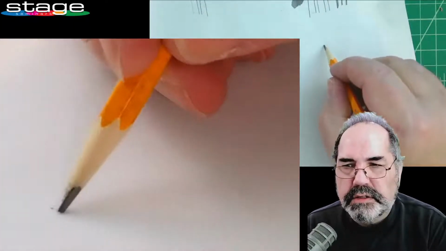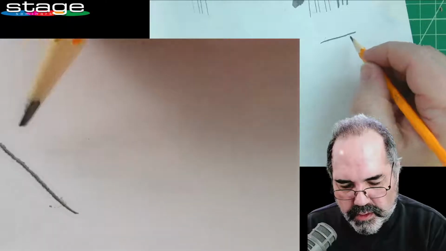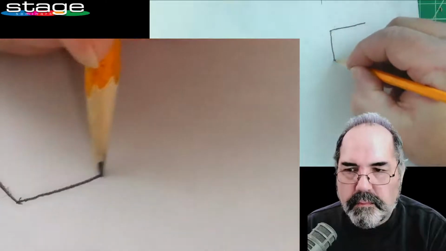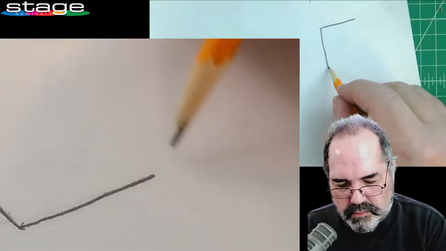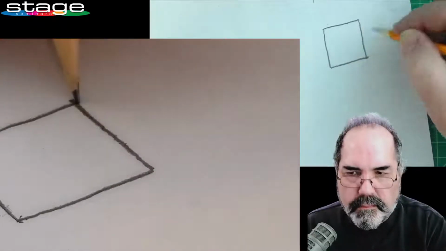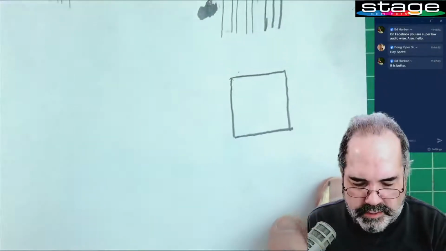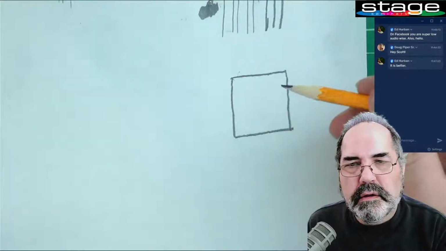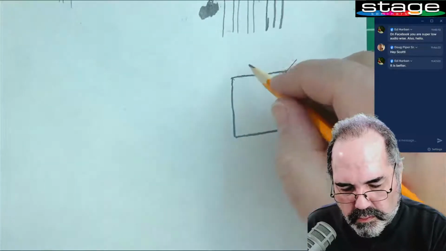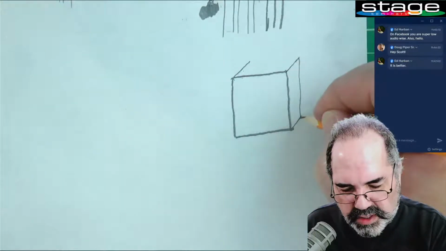If I have this box and I want a nice thick line on the top, and I want to bring it down like so, okay, I can then use the thinner line. I can rotate the pencil slightly and give myself a thinner line going back to make it seem like the box is receding.